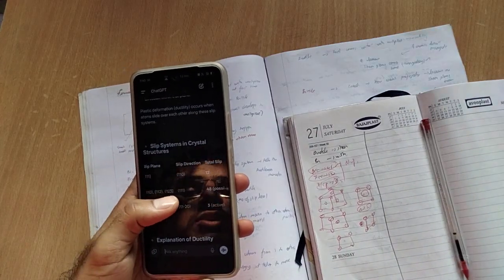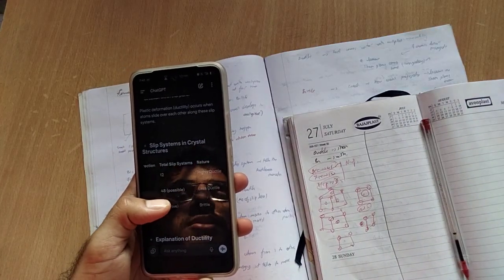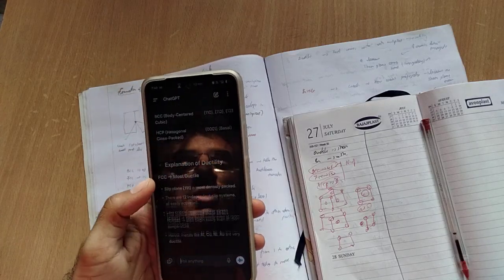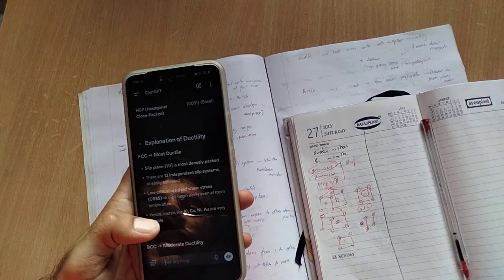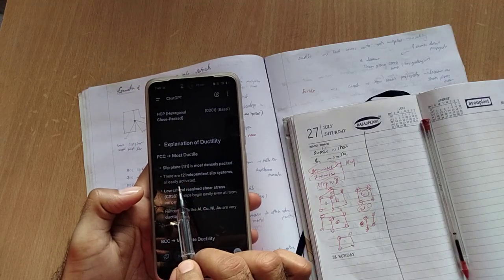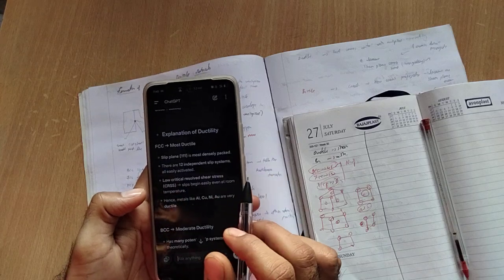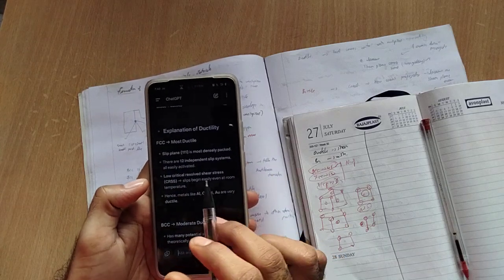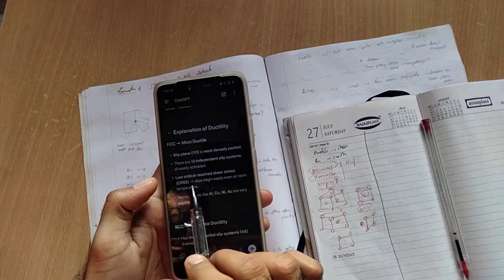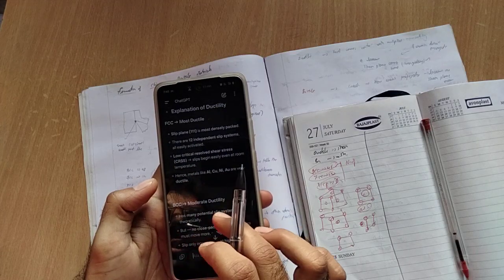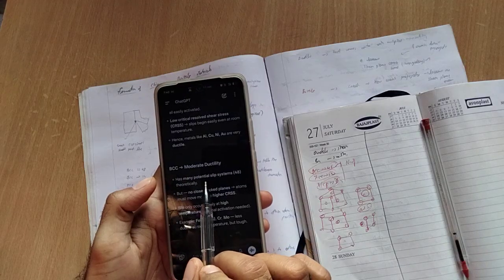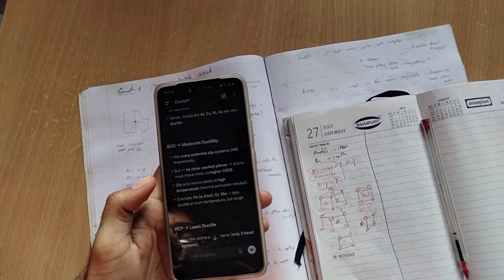So slip direction, you can see the total number of slip planes, a maximum of 48 is possible, but it is less than 10. And HCP is a little brittle, okay. In FCC, the slip plane is most dense and there are 12 independent slip planes, all easily activated. So there is no critical resolved shear stress, and slip occurs easily even at low temperature, okay. And BCC is moderate ductility, okay, and has high potential slip planes but no close packed plane, okay.